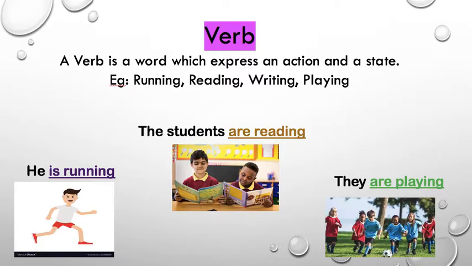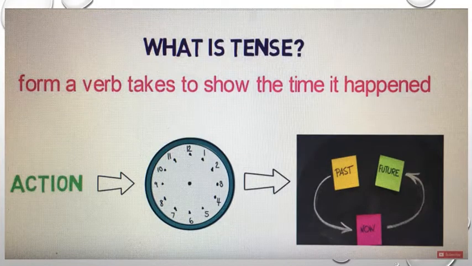Now let us see what a tense is. A tense is a form a verb takes to show the time it happened. So the verb here represents an action or state and the time at which it happened. Okay, so it is known as tense. It actually describes when an action happened with respect to time.